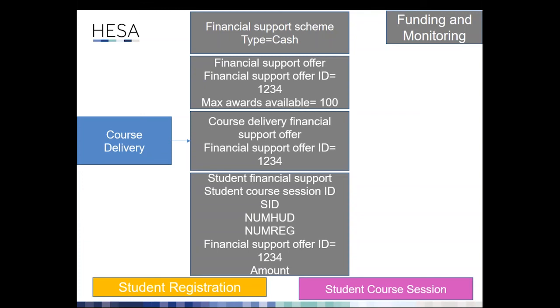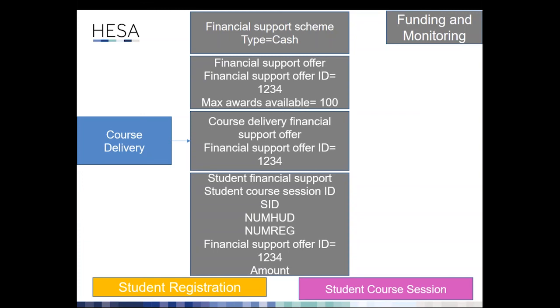So in this example, it's a provider's own cash scheme, so you would tell us the amount. There are some types where you may not know the amount. So for example, disabled students allowance, we don't require you to give us an amount that a student receives because we know you may not have that full information.